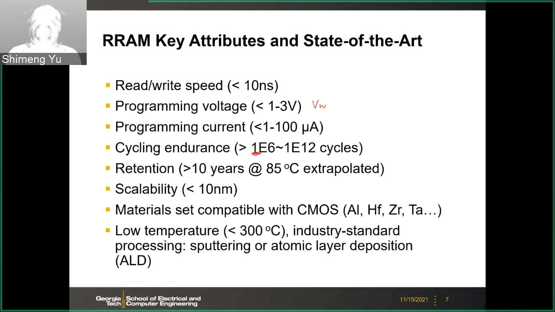When you do the interconnect on the top, the maximum temperature for the fabrication is about 400 C. This is to prevent the melting of the interconnect underneath, and also to prevent the degradation of the transistor performance. Because if the temperature is too high, then the transistor which you prefabricated underneath will suffer from degradation. But this RRAM can be deposited at lower than 300 degrees C, so it's not a big problem to stack the RRAM on top of the interconnect.